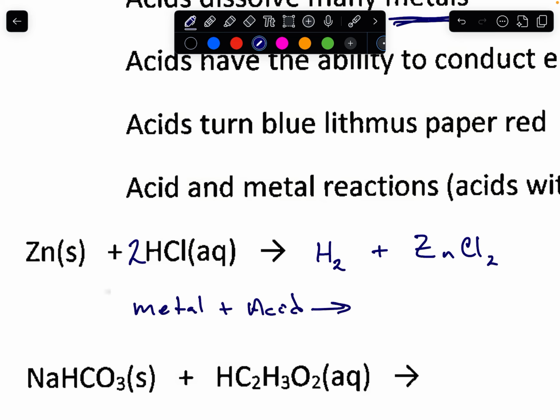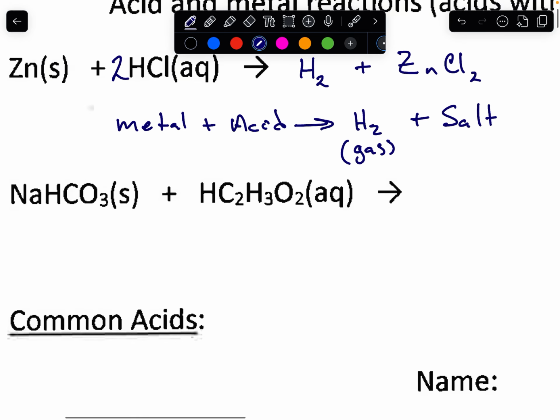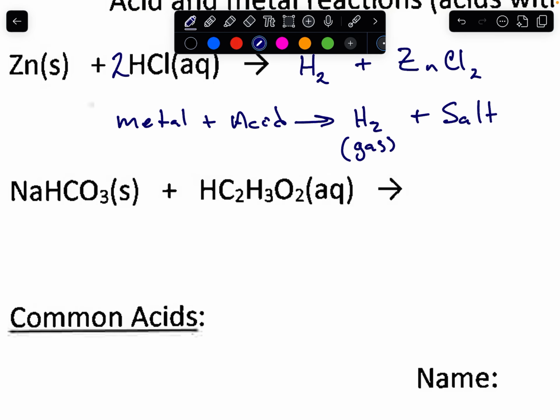Anytime I have a metal plus acid, like I have here, I'm always going to be forming hydrogen gas and some kind of a salt. The salt in this case is another term for an ionic compound, like ZnCl2. This is not table salt, but it is a salt. So we have that reaction.